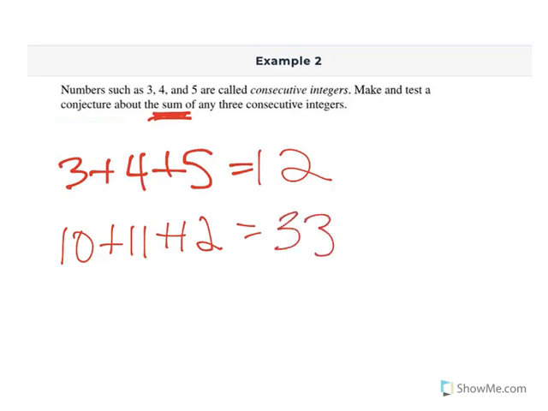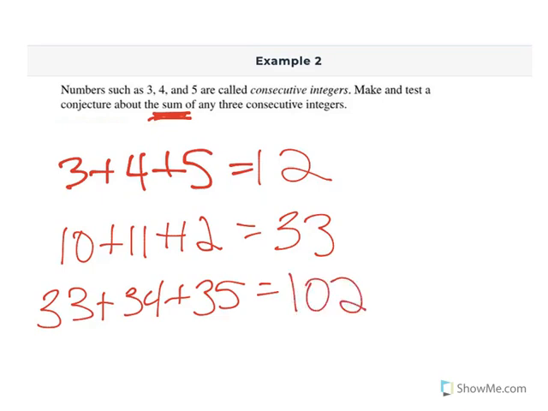33. Okay. I should probably use calculators to double check. I'm sure I'm right? 10 plus 11 plus 12, yes, equals 33. Was I right that 3 plus 4 plus 5 equals 12, okay? What else? How about 33 plus 34 plus 35? Use some big numbers. 33 plus 34 plus 35 equals 102.